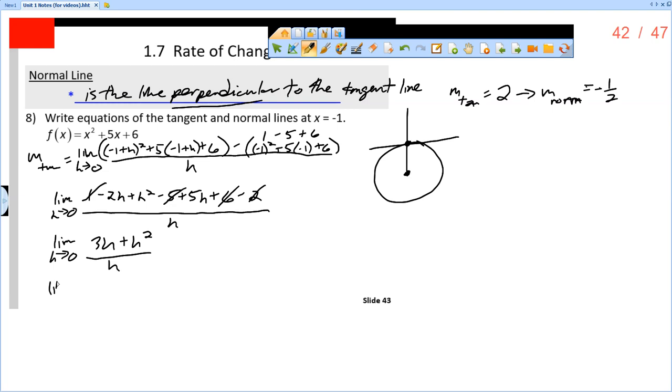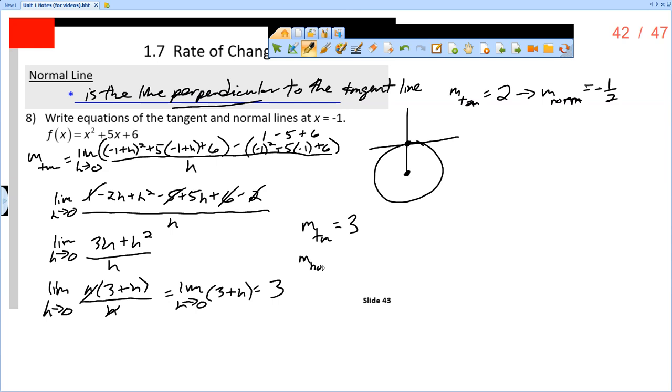Now you can see that for the limit as h approaches 0, we are able to evaluate it because h can factor out. So 3 plus h, over h. So h reduces, and now I'm left with the limit as h approaches 0 of 3 plus h. Then I can evaluate with h equals 0, and I get 3. So remember, what did we just find? We found that the slope of the tangent line is 3. So m tan is 3, which means the slope of the normal line is -1/3.